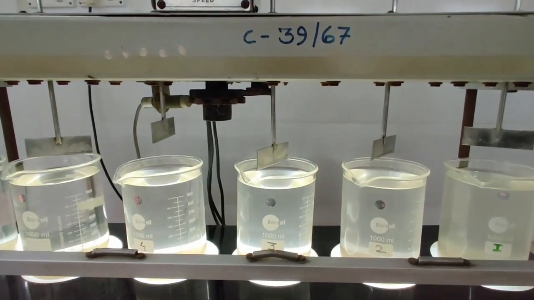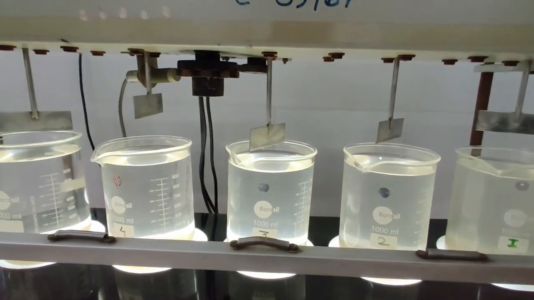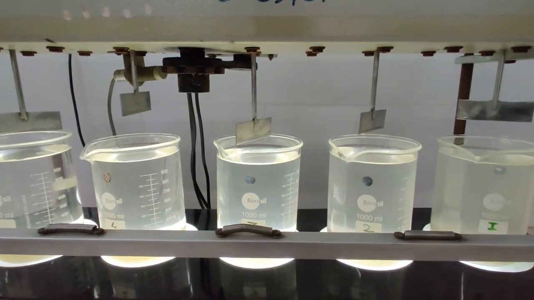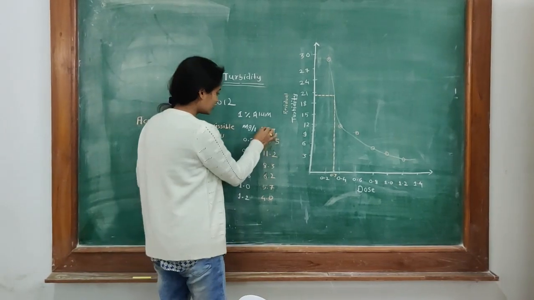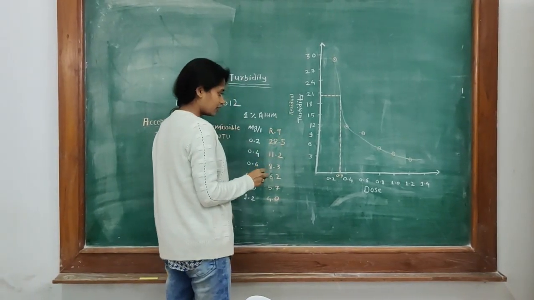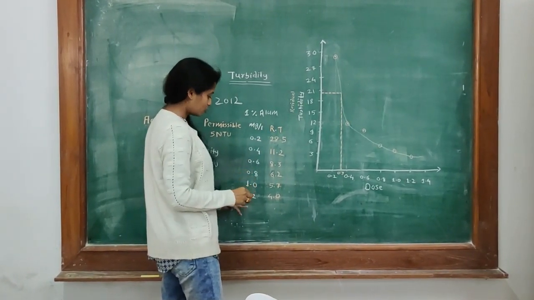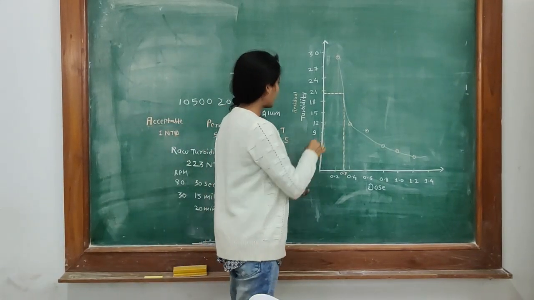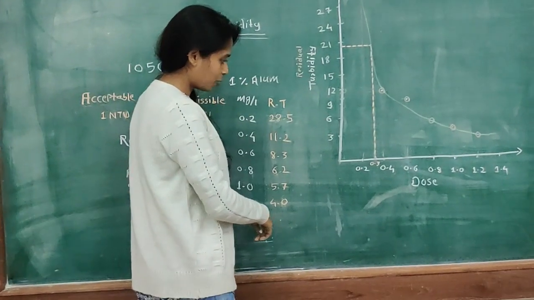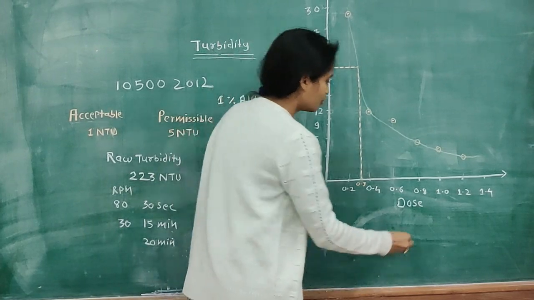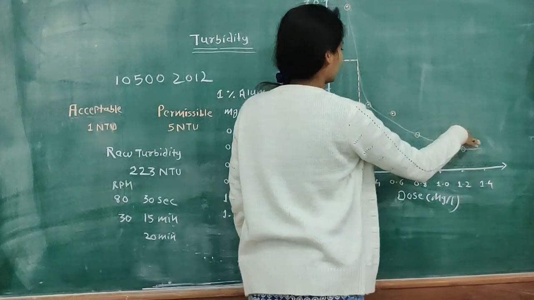So now what do we need to do? We need to measure the turbidity of each and every beaker's sample, and then we will plot a graph. These are the readings of residual turbidity that we have taken from each beaker for each coagulant dose. So what do we need to do after this? We need to plot a graph, with residual turbidity on the y-axis and the coagulant doses on the x-axis. And we need to plot a smooth curve.